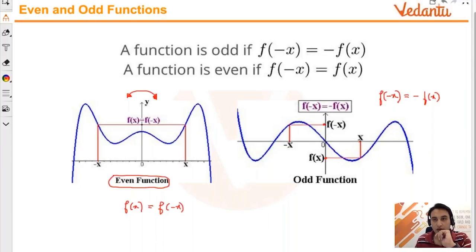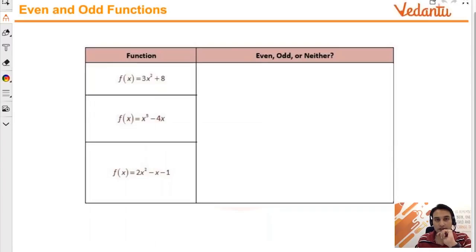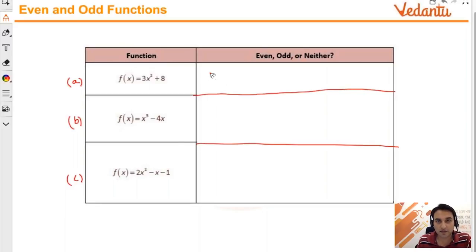Cool. Now, if you apply the same concept here, can you tell me which one of these functions is even or odd? Say if this function is a, this is b, this is c. Can you quickly tell me which function is even and odd? What do you do? Just check this. Step 1. Write f of minus x. Just replace x by minus x. What will you see?